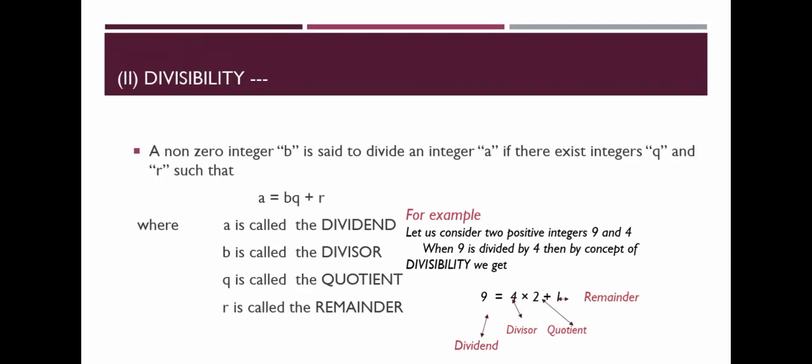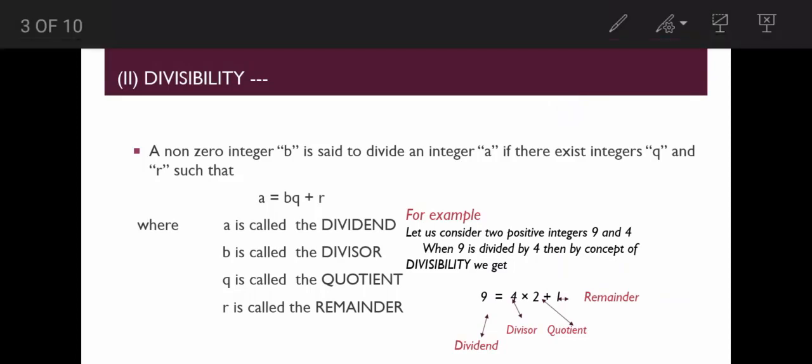So, the next concept that we are going to discuss here is divisibility. What is divisibility? Let us check what is written here. A non-zero integer b is said to divide an integer a if there exist integers q and r such that a is equal to bq plus r. In this case, we are going to divide the integer a by the integer b.